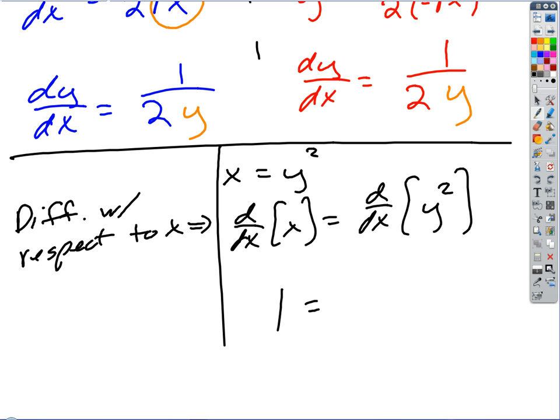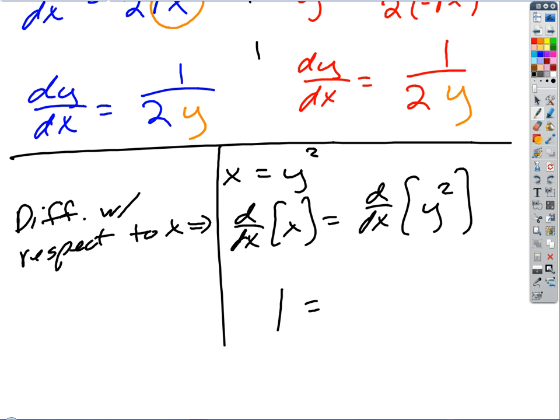Now, what about the right side? If you look carefully at this, if I'm going to differentiate y squared with respect to x, there are 2 layers there, aren't there? Right? I've got the derivative of something squared. Well, what's the derivative of something?